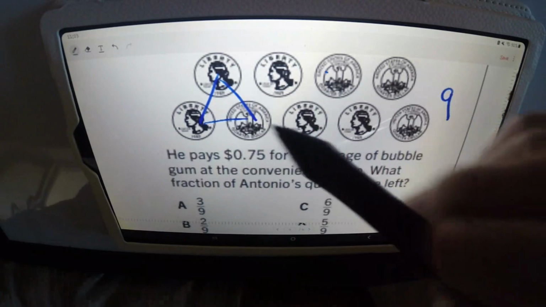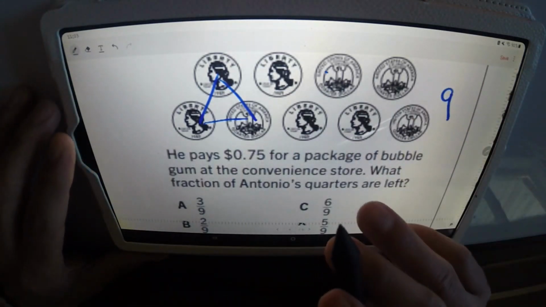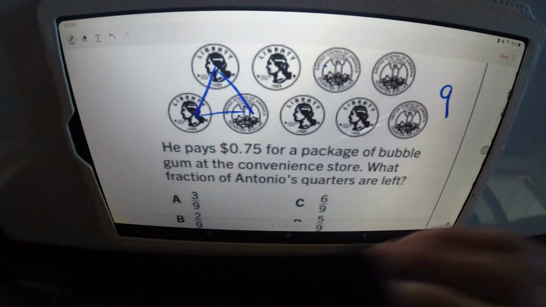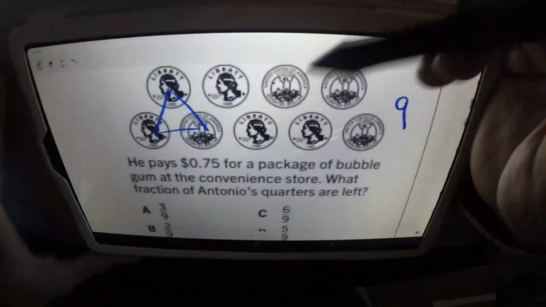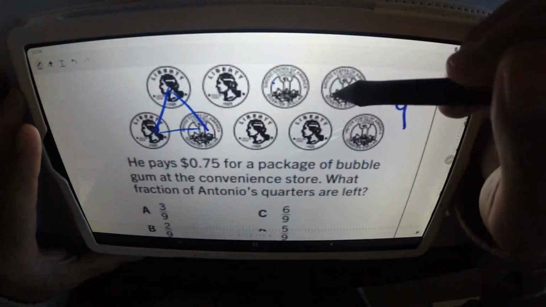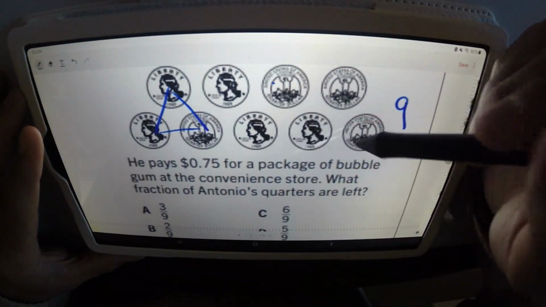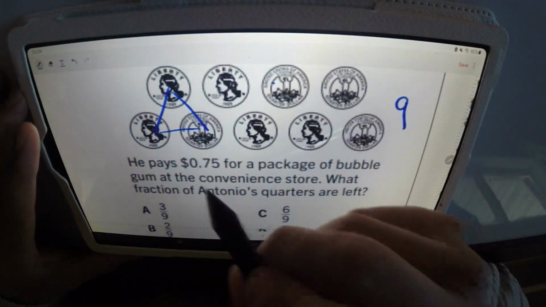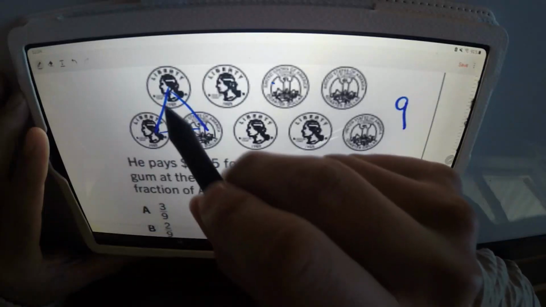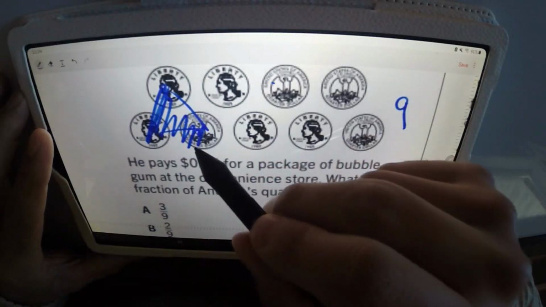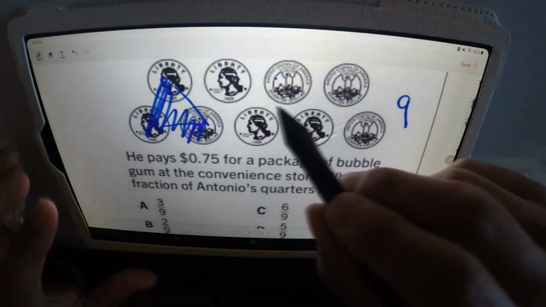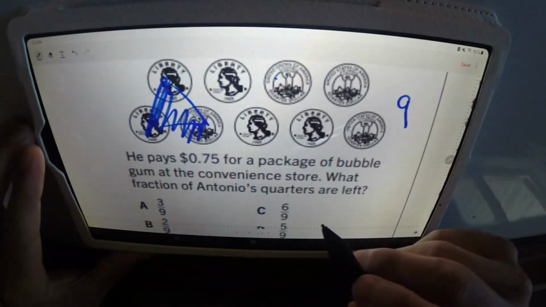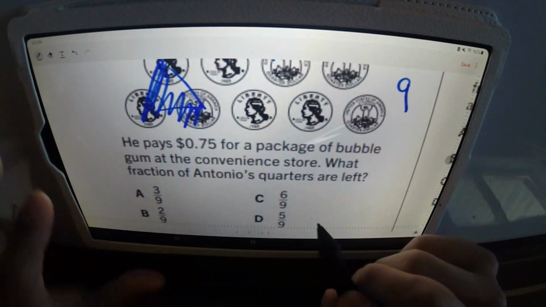These are the coins that he used to pay for the package of bubblegum. They want to know what is left. So out of the total 9, he used 3 to pay for the bubblegum. Let's count how many are left: 1, 2, 3, 4, 5, 6. These are all gone because he used the 75 cents to pay. What's left? 6 out of 9. So 6 over 9.